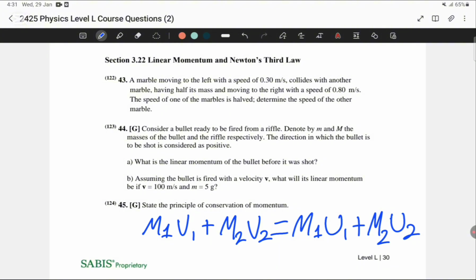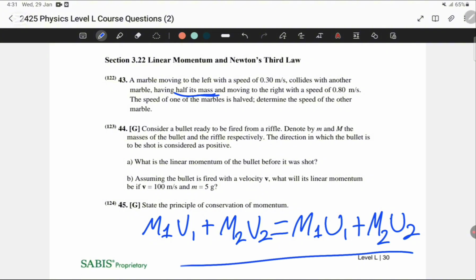Okay, let's get started. For the first question, a marble moving to the left with a speed of 0.3 meters per second collides with another marble having half its mass. Underline it, half its mass, it's really important. Moving to the right with a speed of 0.8 meters per second, the speed of one of the marbles is halved. Determine the speed of the other marble.